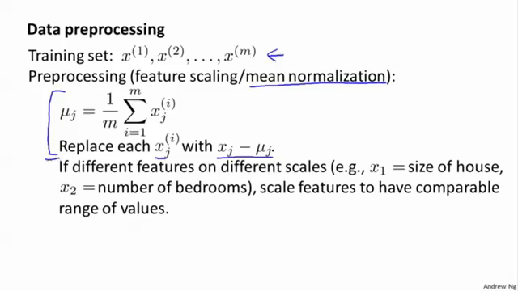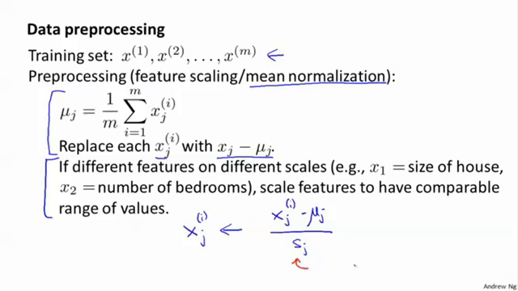And then second, if the different features have very different scales, for example, if x1 is the size of the house and x2 is the number of bedrooms, to use our earlier example, we then also scale each feature to have a comparable range of values. Similar to what we had with supervised learning, we would take x subscript j, that's the j-th feature, subtract off the mean, and then divide by Sj. Here Sj is some measure of the range of values of feature j, so it could be the max minus min value, or more commonly it is the standard deviation of feature j.